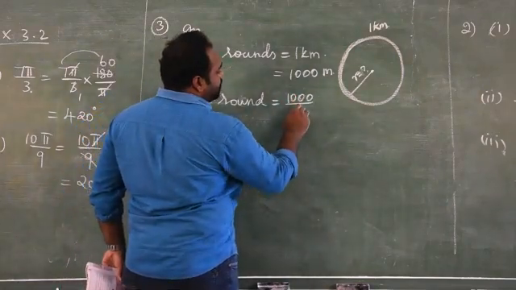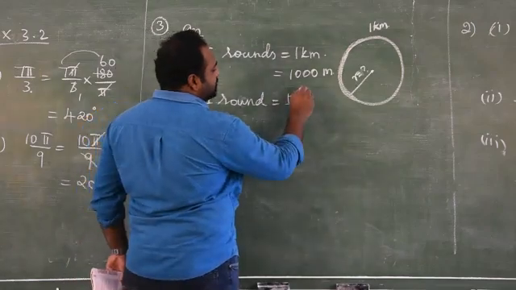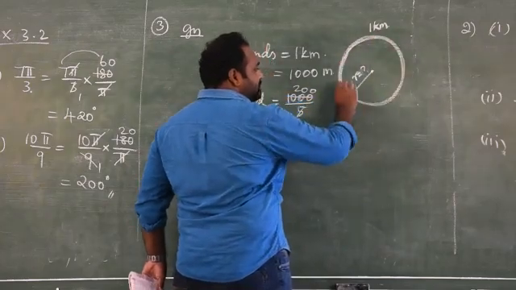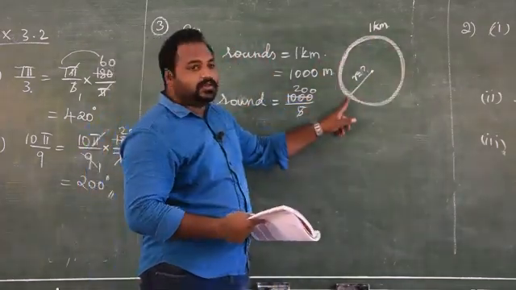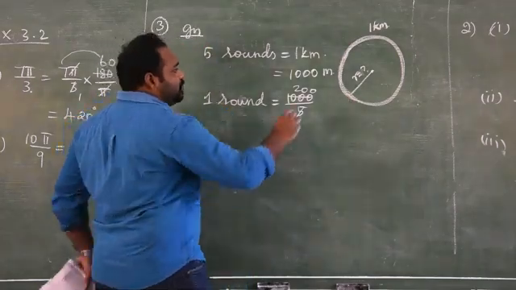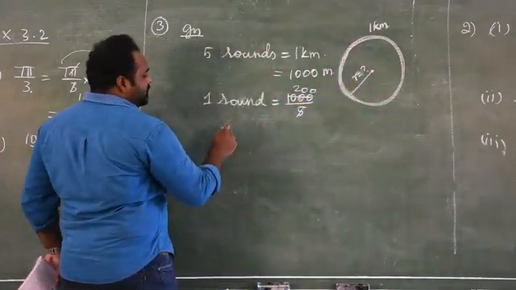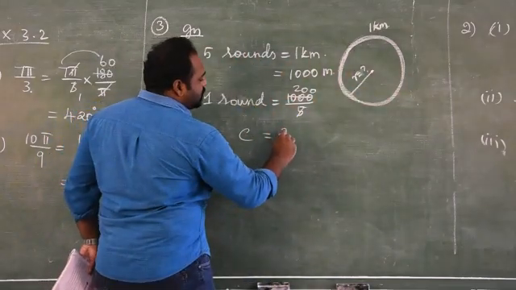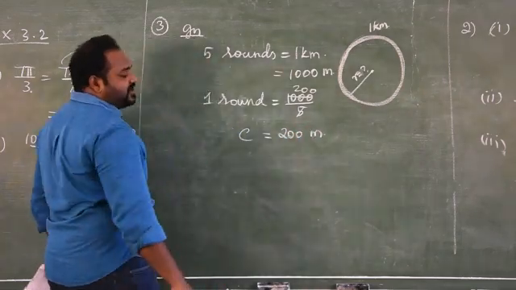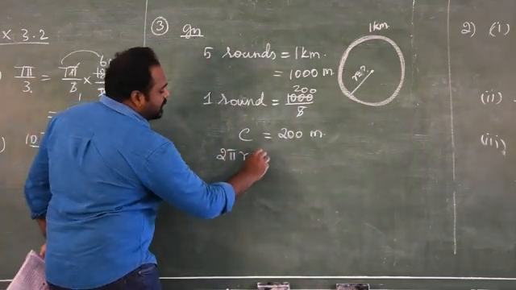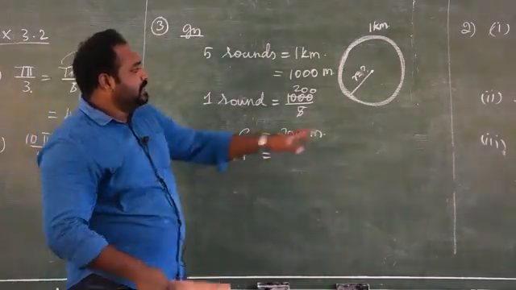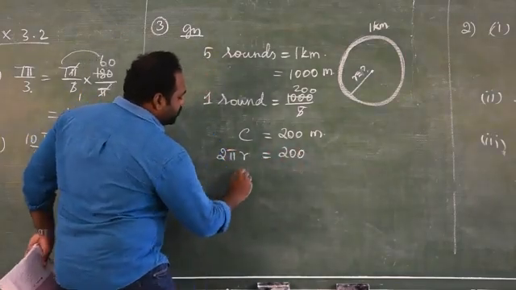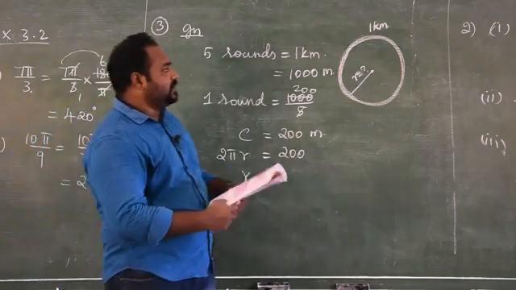1000 divided by 5. If I cancel it, this is 200. So one circle circumference equal to 200 meters. So one round equal to 200 meters. So it is called the circumference of the circle. We know the circumference formula for the circle is 2 pi r. So 2 pi r equal to 200. So I need to find out r. They are asking to find out r.